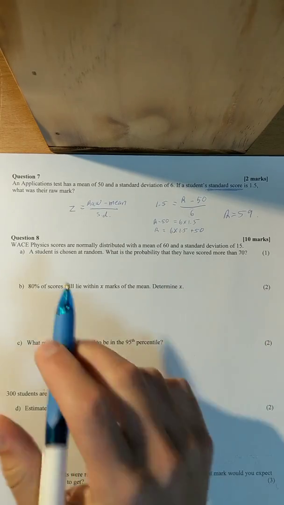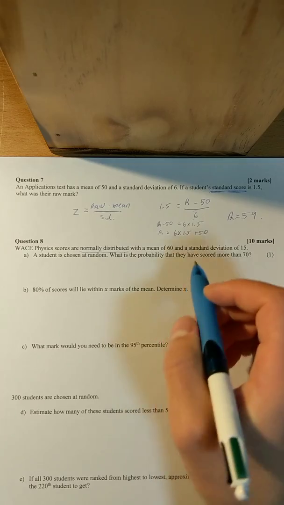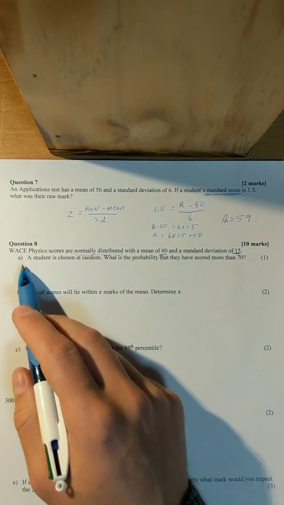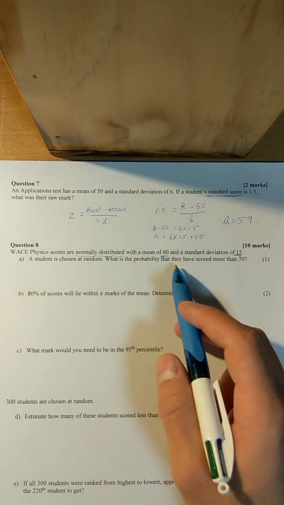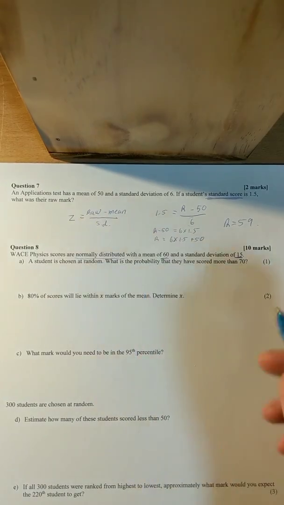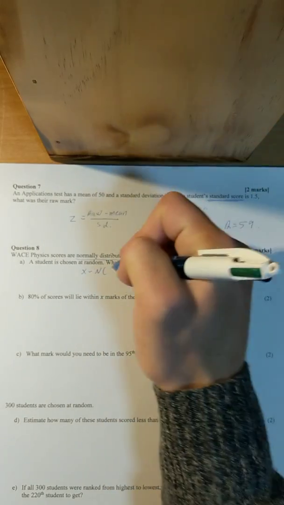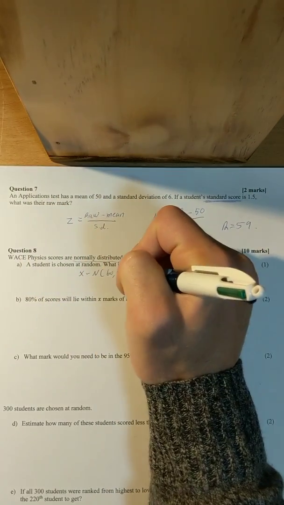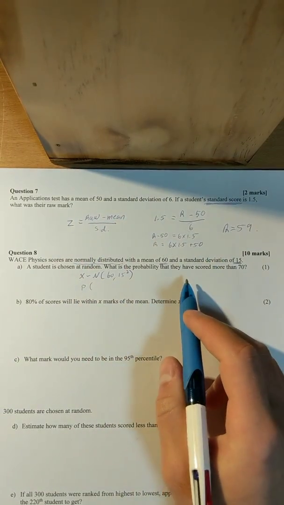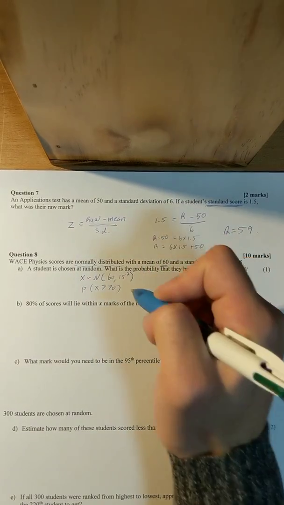Question 8. Physics scores are normally distributed with a mean of 60 and a standard deviation of 15. Question A, a student is chosen at random. What is the probability that they have scored more than 70? So to put this into the notation that we've been using, I have that X is normally distributed with a mean of 60 and a standard deviation of 15. And I'm looking for the probability that someone has scored more than 70, that X is greater than 70.